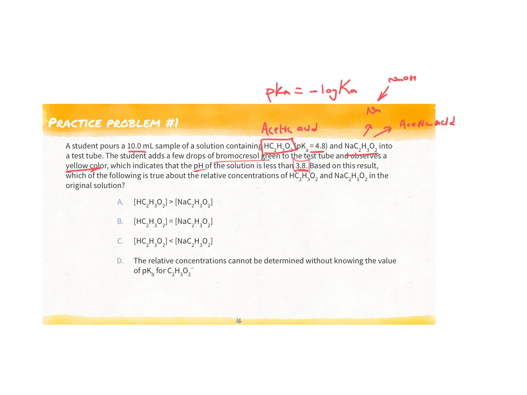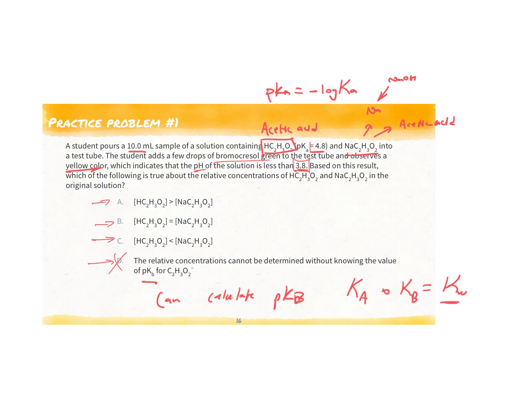It says either the concentration of weak acid is greater than the concentration of conjugate base, that they're equal to each other, that the weak acid is less, or that you can't determine it without knowing the value of pKb for C2H3O2. I'll tell you, this doesn't really matter because you can always calculate it. You can always calculate pKb because remember, Ka times Kb equals Kw. And we know this number, and it should be on your reference sheet. So that can't be the answer.